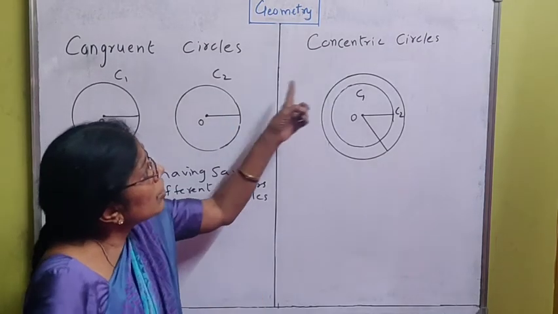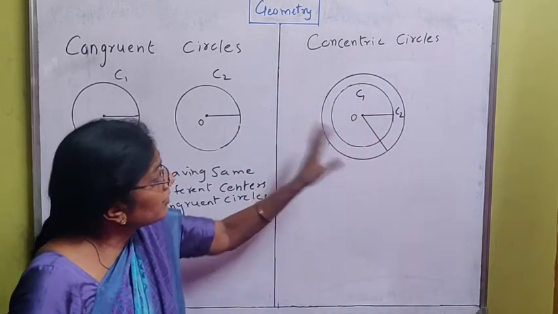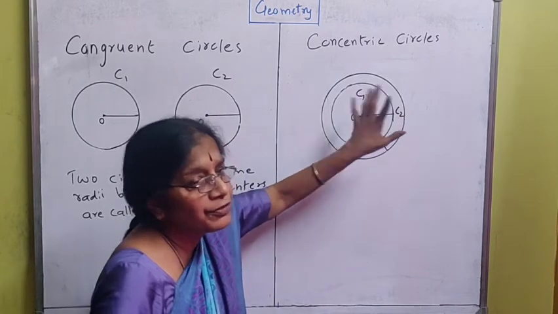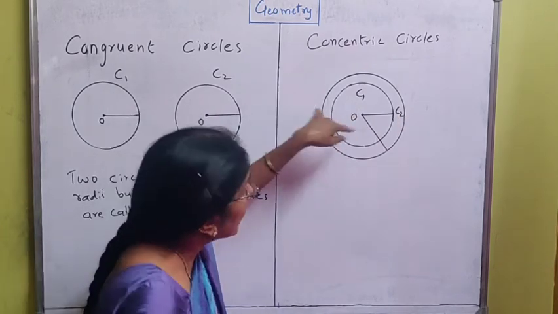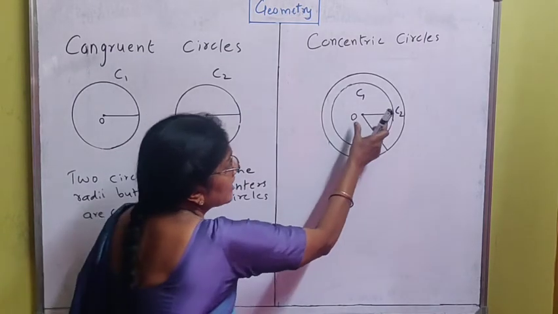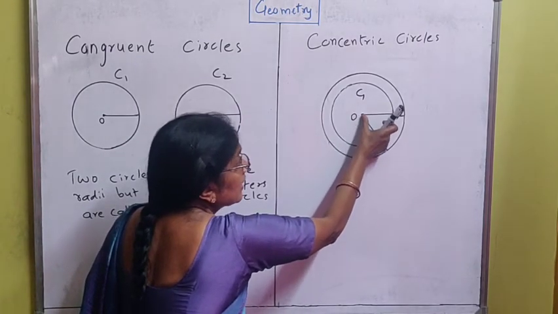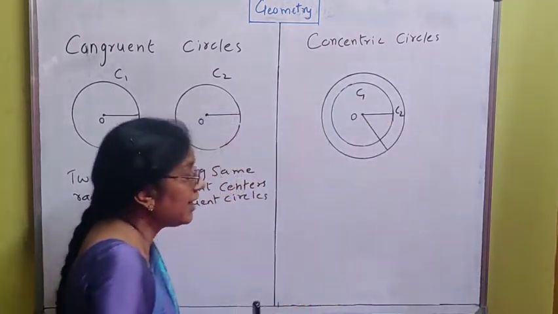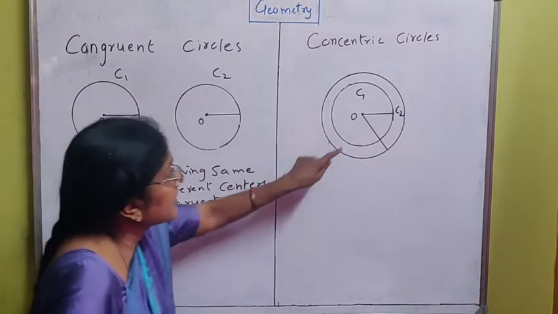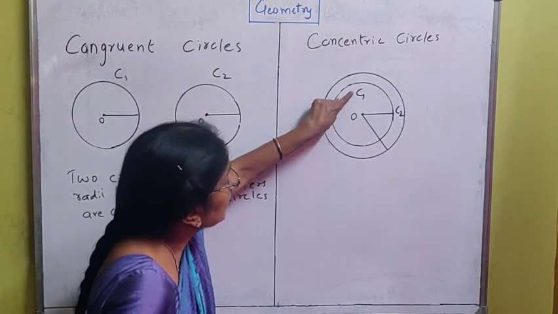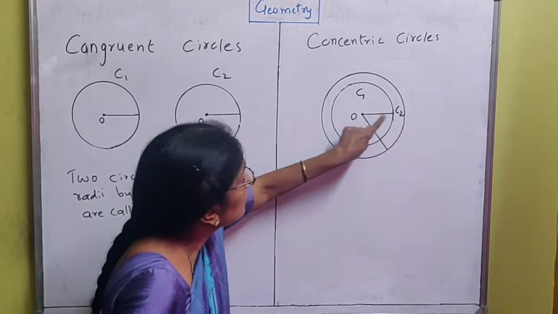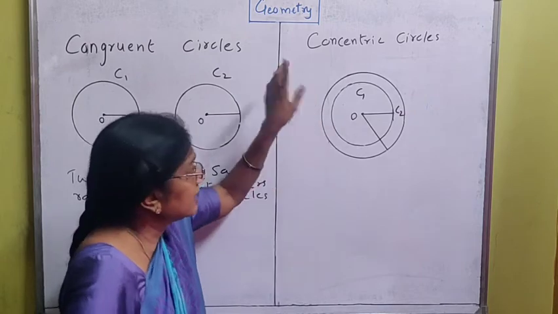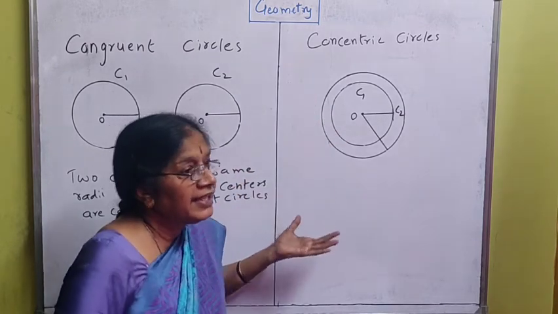Now we will go to the next, concentric circles. You can see the diagram. Can you see the diagram? C1 and C2. C1 is a smaller circle and C2 is a bigger circle. C1 is inside the circle C2. So you can see the radius. The radius of the circle C1 is less and the radius of the circle C2 is more. That means what is happening? The center you can see. For C1 circle also center is O and for C2 circle also center is O. So what is happening? The centers are same but the radii are different.